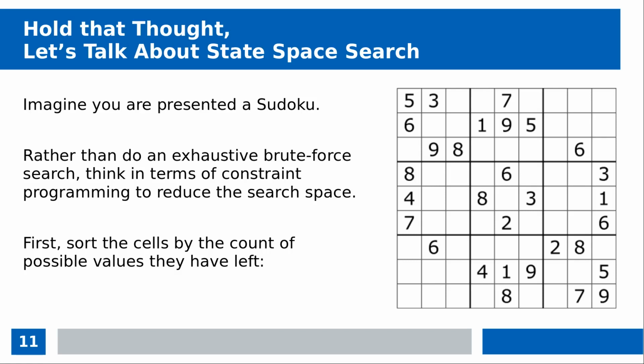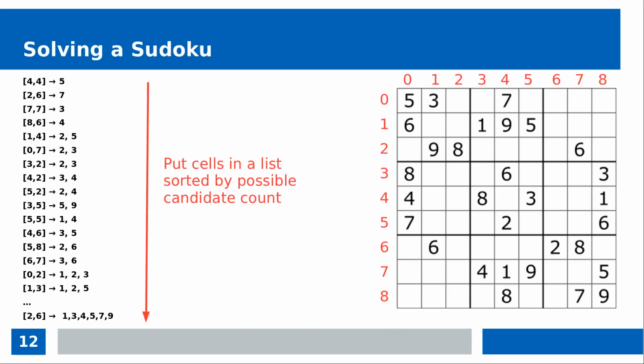But here is a brief recap of what I said in the Sudoku video. If you have a Sudoku, hopefully it's a familiar concept. It's a number puzzle where every row, every column, and every square of 9 cells must have the numbers 1 through 9. Some of these values are already provided, but you need to find the rest. Rather than do an exhaustive brute force search, think in terms of constraint programming to reduce the search space. The first thing you want to do is sort the cells by the count of possible values they have left. As you can see, cell 44, the very center cell, can only be 5, because if you look at that row, that column, as well as that square of 9 cells it's in, the only value not taken by any of those is 5.